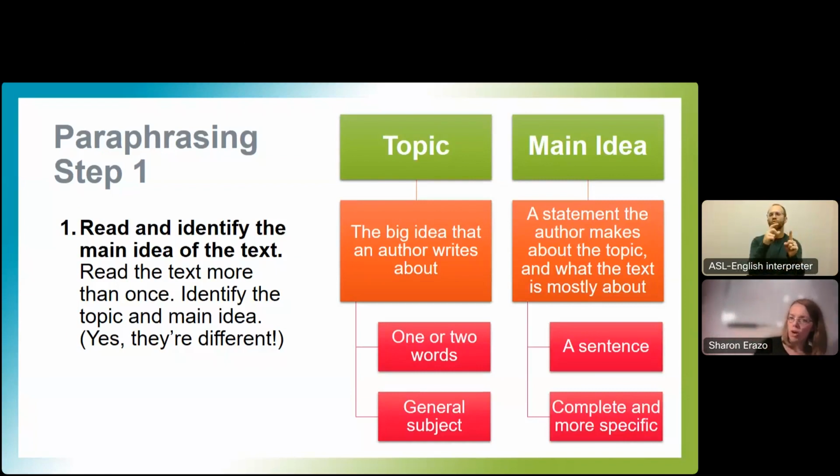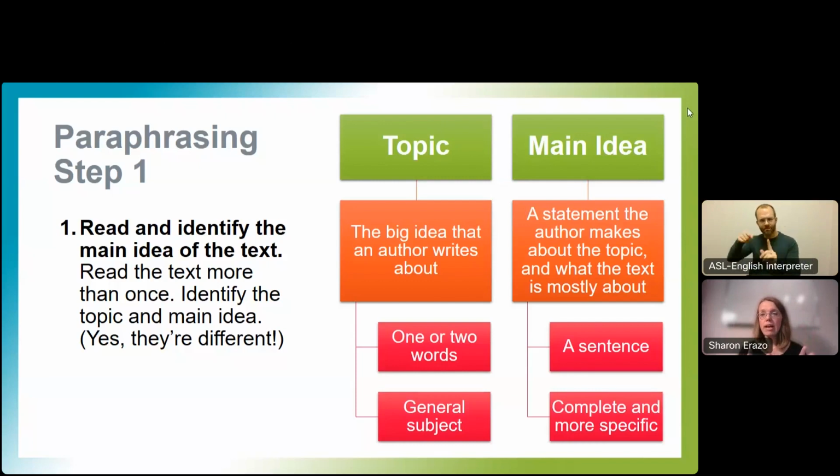When we can identify the topic that we're reading about and wanting to paraphrase, it will help us as the writers start to identify related vocabulary that we could be using when we're writing our paraphrase. We also want to identify what the main idea of a specific text is. And this could be a statement that an author makes about the topic and what the text is mostly about. So you could probably state this in a sentence. It will be more complete and more specific than the topic itself.